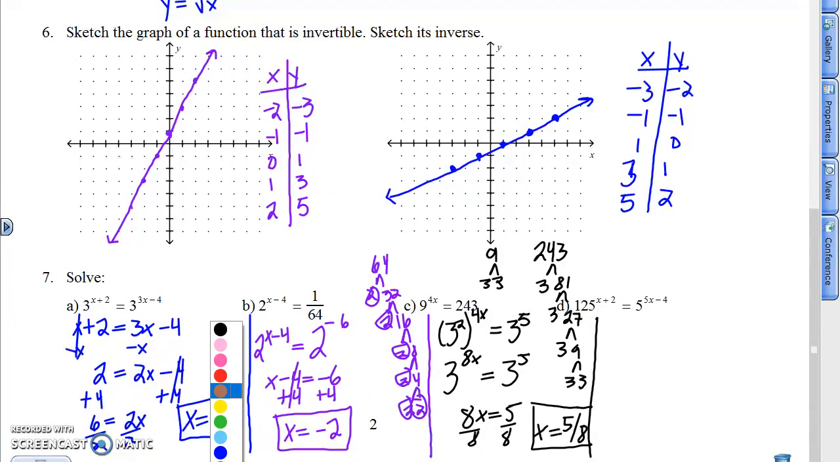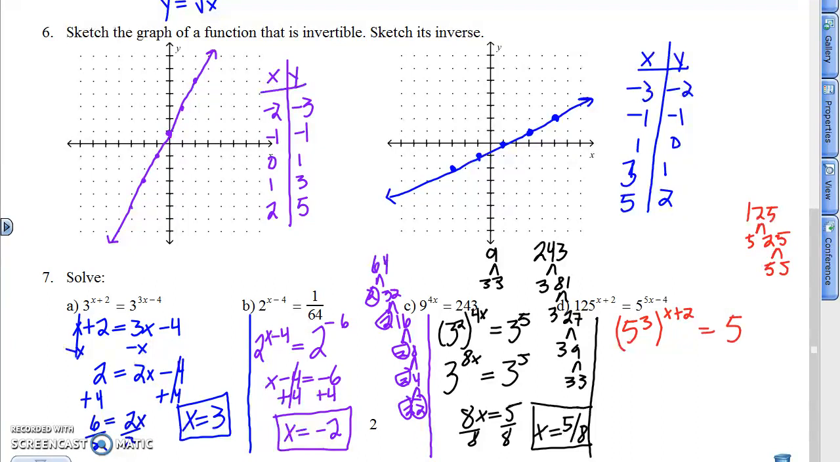Last problem, D. Got a little squished here, but I want to get matching base. I have 5 here, 125. Breaking that down, 125, if I divide 5, I get 5 and 25, and that's 5 and 5. So this is now 5 to the 3rd to the x plus 2 equals 5 to the 5x minus 4.